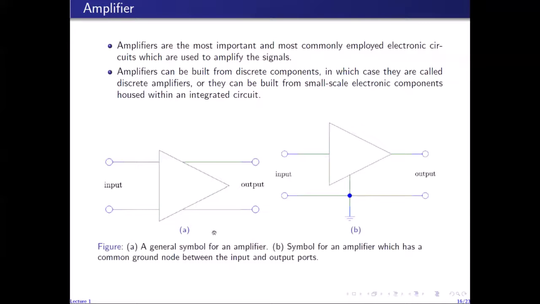These are the symbols used to denote the amplifier. Amplifier is actually a two-port network. So there is a port on the input side, a couple of terminals on the input side, and then a couple of terminals on the output side representing the output port. So this is a generic symbol of the amplifier, in which the amplifier itself is represented by this triangle. This symbol of amplifier is used when one of the terminals on the input side is connected to one of the terminals on the output side. So when the input and output port have a common terminal between them, then we use this symbol to represent the amplifier.